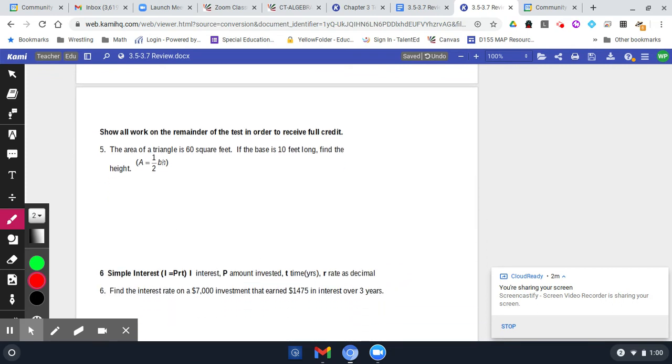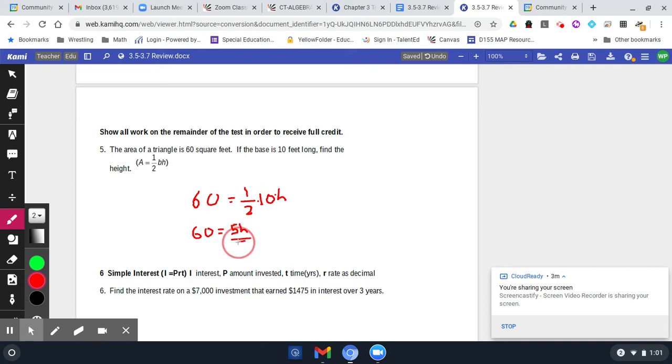We come over here. We got the area of a triangle. So we know the answer is 60, because it says the area of a triangle is 60 equals 1/2 base. Our base is 10. And we don't have our h. Okay, so now we have to do this formula. Well, 1/2 times 10 is what we need to do next. So what is half of 10? Well, half of 10 is 5. So we have 60 equals 5h.